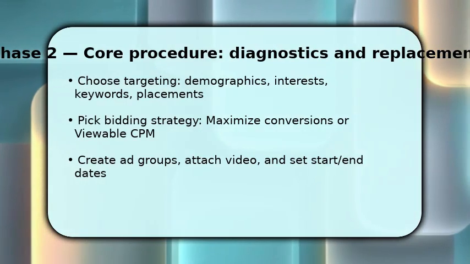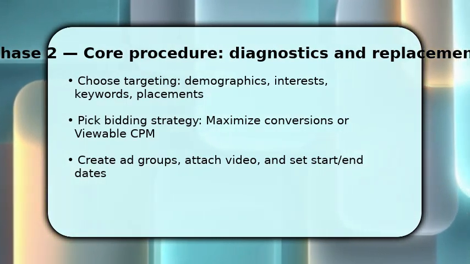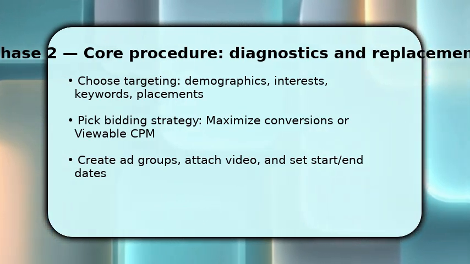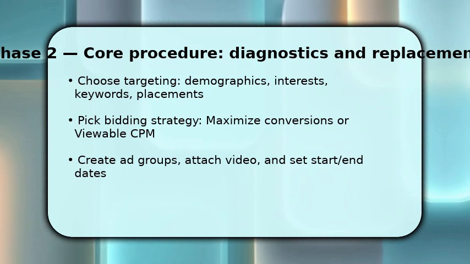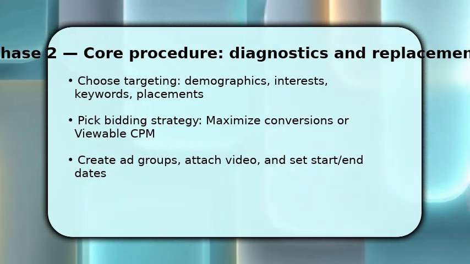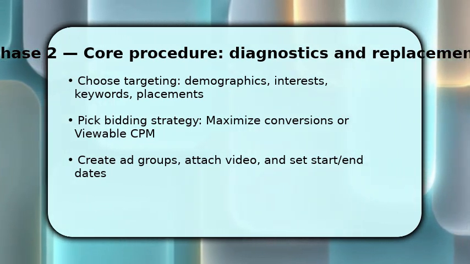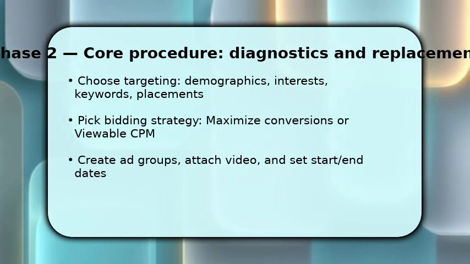Now you refine who sees your video. Choose demographics, interests, topics, keywords, or specific placements. This determines reach and relevance. Once chosen, pick a bidding strategy. Maximize conversions if you track actions, or target CPM for visibility. Make sure to align bid type with your goal.